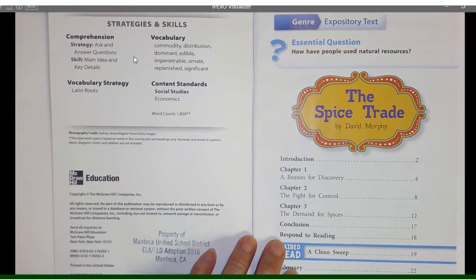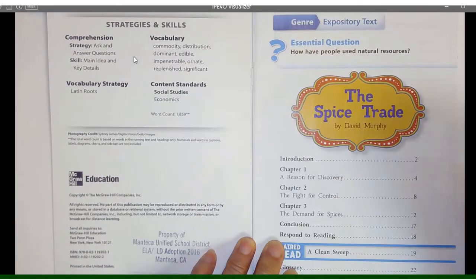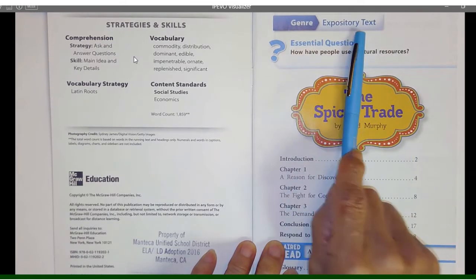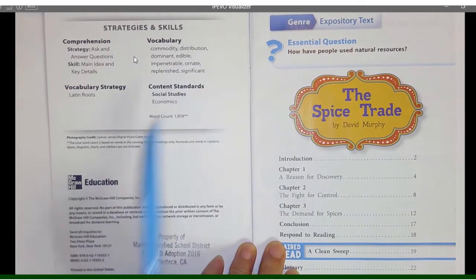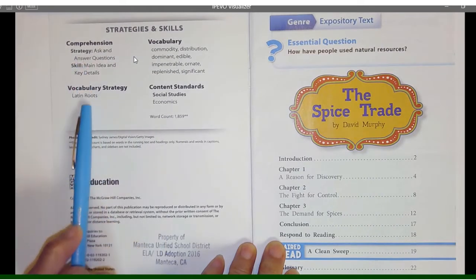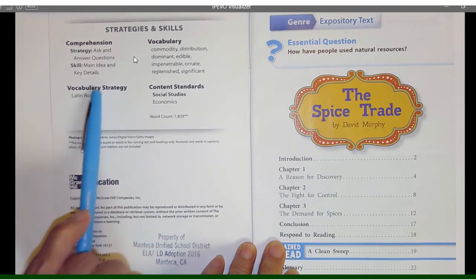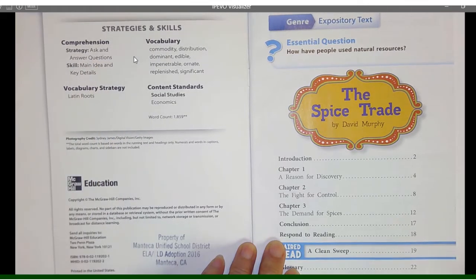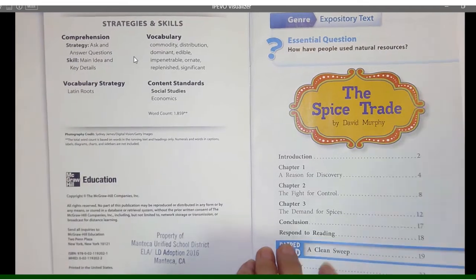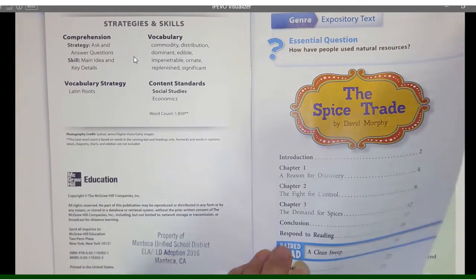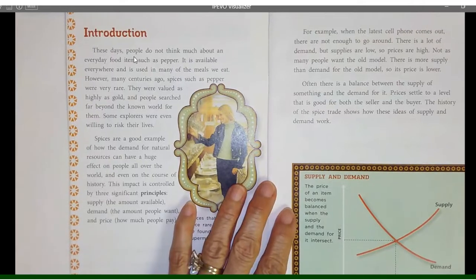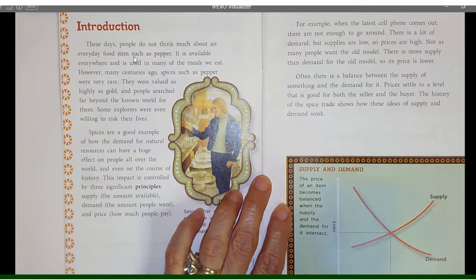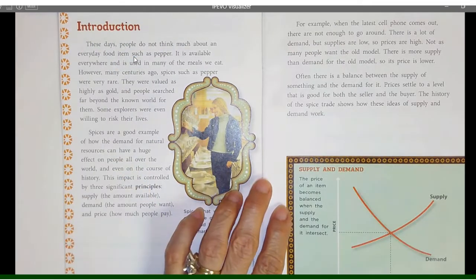So as you can see, when you look at this, they have the essential question, how have people used natural resources? Your genre. We're going to have some vocabulary in here. The strategy and skills that we're utilizing are ask and answer questions, main idea, key details, and the vocabulary strategy is Latin roots. So we're going to go ahead and begin reading. I will read, you follow along. This is the introduction, and the introduction, as you can see, is nice and bold there.